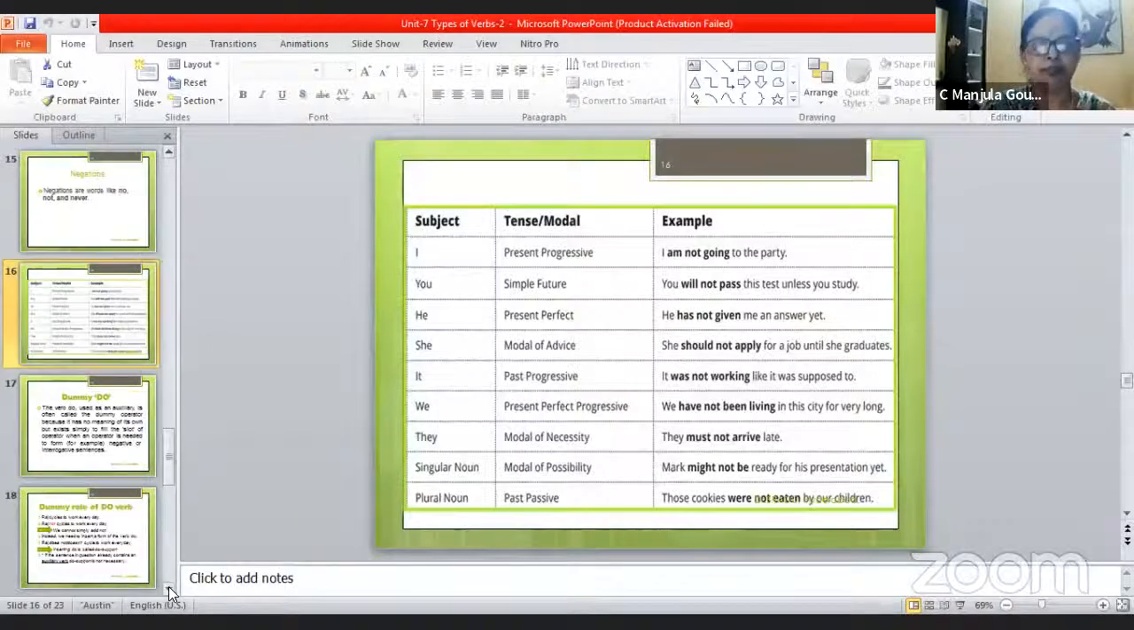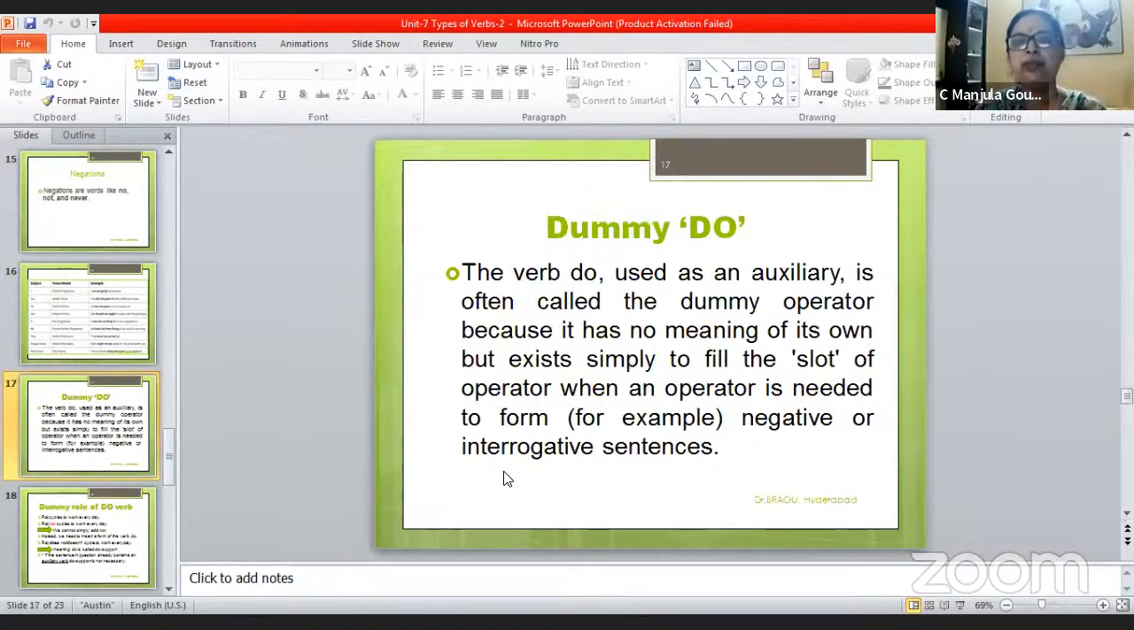Now I'll just share the chart. Let us finish with the dummy do and then we'll get back to the reader. The verb do used as an auxiliary is often called the dummy operator because it has no meaning of its own, but exists simply to fulfill the slot of operator when an operator is needed to form, for example, negative or interrogative questions.